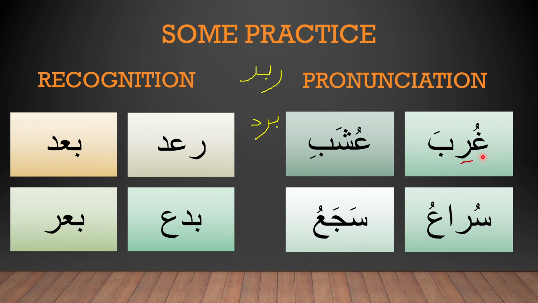Ghain dhamma ghu, ra kasra ri, ghuri, ba fatha ba, ghuri ba. Ain dhamma u, shin fatha sha, usha, ba kasra bi, usha bi. Sin dhamma su, ra alif ra, sura. Ain dhamma u, sura'u. Sin fatha sa, jim fatha ja, saja. Ain dhamma u, saja'u. Okay, so that's all for today's lesson.